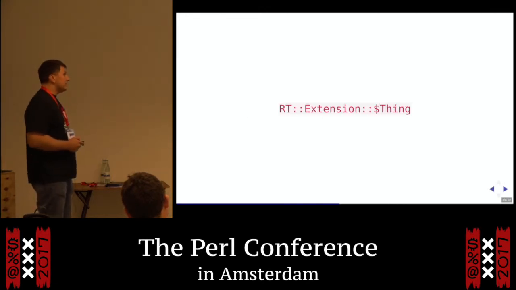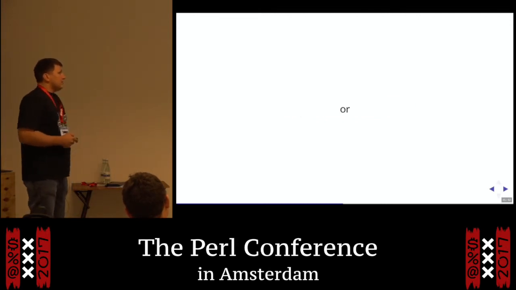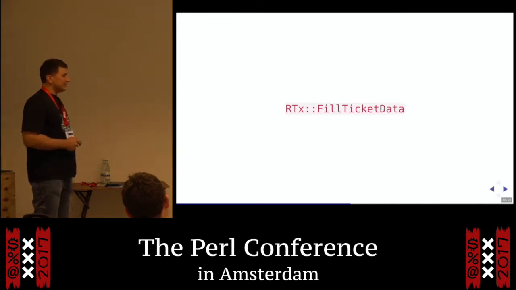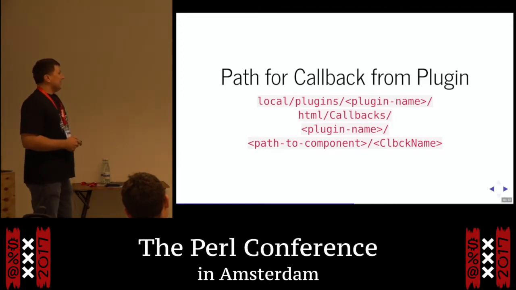And plugins in RT are normally named RT extension something, or sometimes RTX something. I tried to name it RT extension, but typing it every time was so annoying, so I just stuck with RTX field ticket data. It's a pretty long name too, I know. And so to put a callback into a plugin, we need to use a slightly different way. Essentially, the plugin name is added to the previous one.